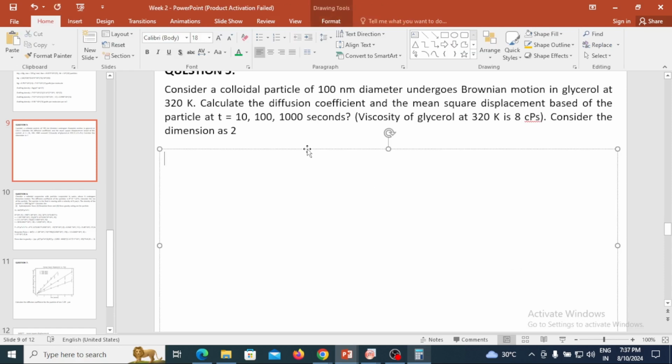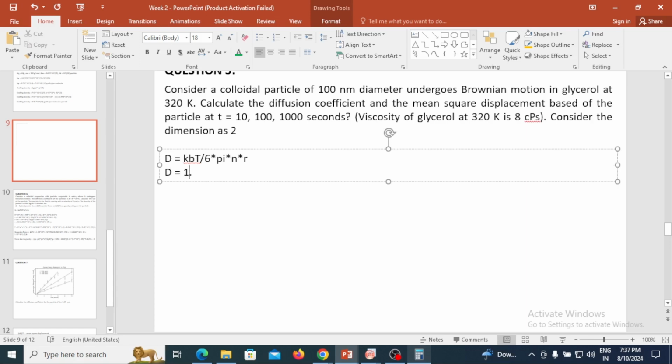So using the Stokes-Einstein relationship, D equals k_B T divided by 6 pi eta r. You can see that in almost all of the questions we have solved today, we are using this Stokes-Einstein relationship. This shows how important this relationship is for solving the majority of the questions. So it's better you remember this equation so that it will be convenient for you in solving the problems.